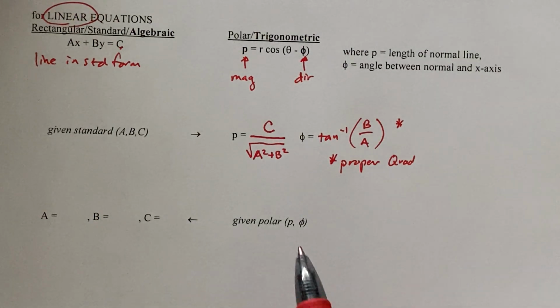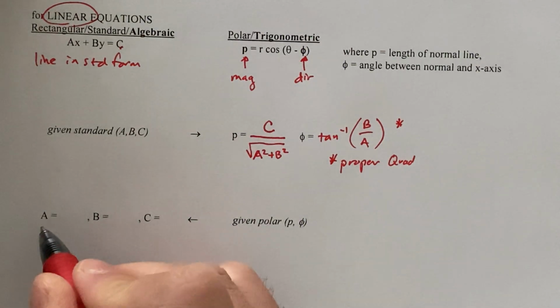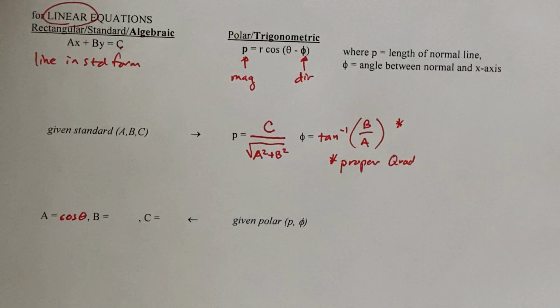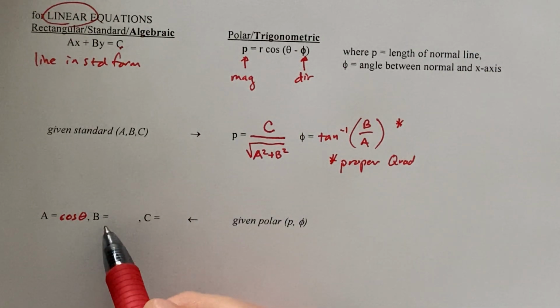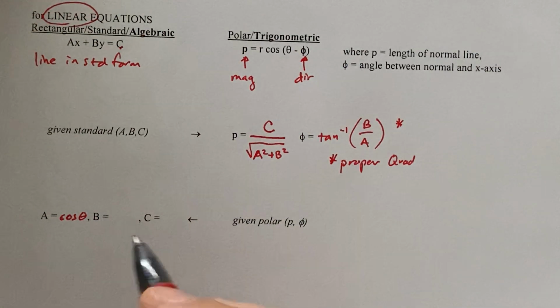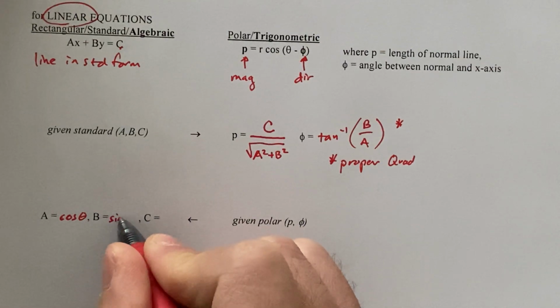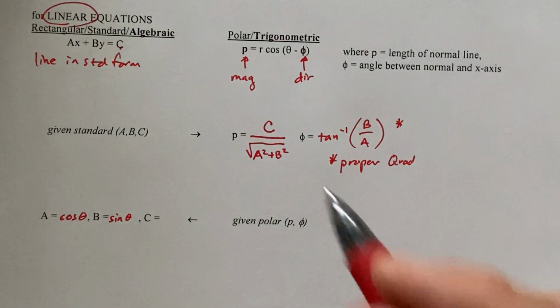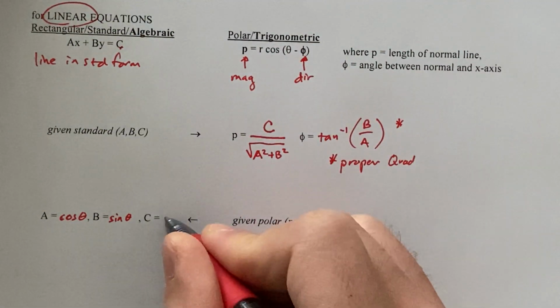Now let's go backwards. What if I give you p and phi, which is trig mode, and you have to convert it into algebra mode? This one is even easier. Remember, x is always the same thing as cosine, but instead of x, we're going to have a. So a is nothing more than literally just cosine of phi. Y is nothing more than sine, so instead of y, we're just going to use b. So all you have to do is take sine of your angle. And c is so easy, you can't get this wrong. It's literally that value p staring right at you.